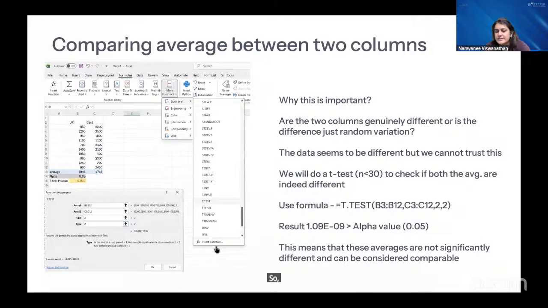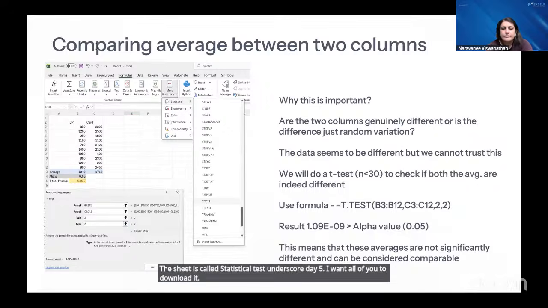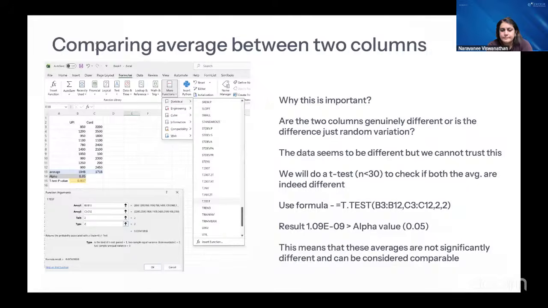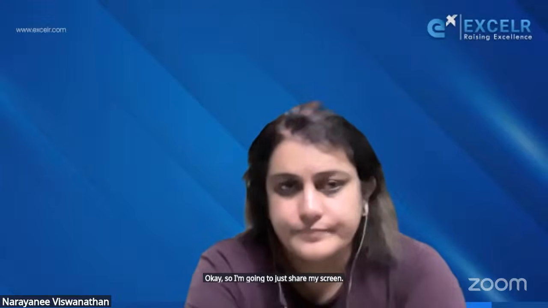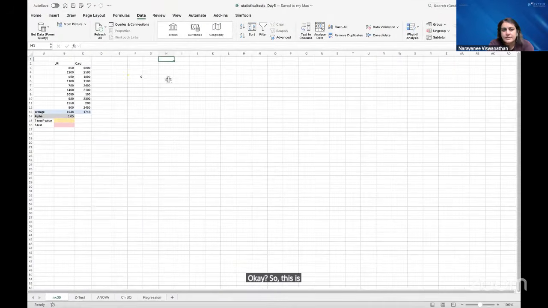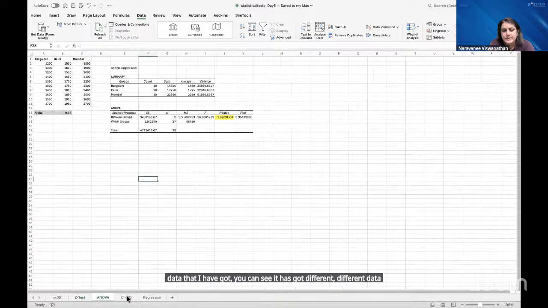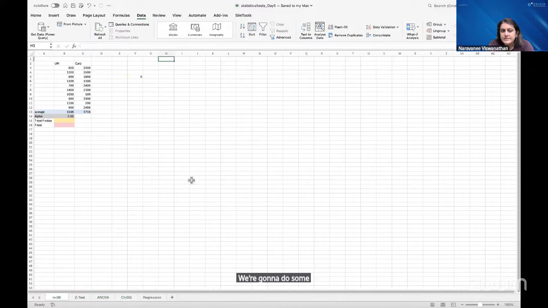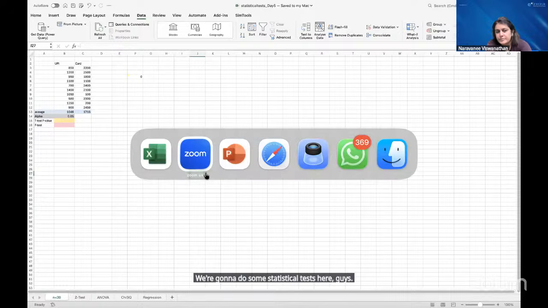So to do the statistical test, we are going to take this Excel sheet. The sheet is called statistical test underscore day 5. I want all of you to download it. So I'm going to just share my screen. Okay. So this is the data that I have got. You can see it has got different data, right? We're going to do some statistical test here, guys. So please download it from your LMS, all of you.